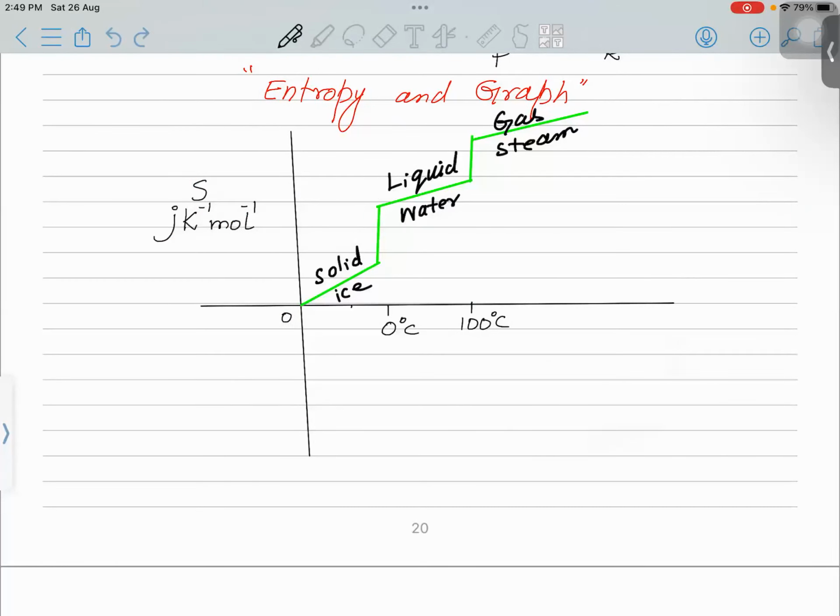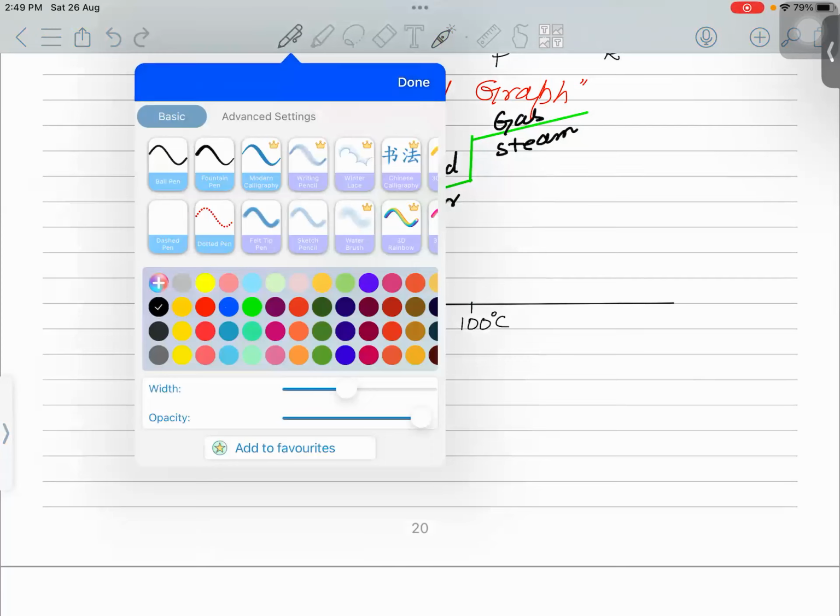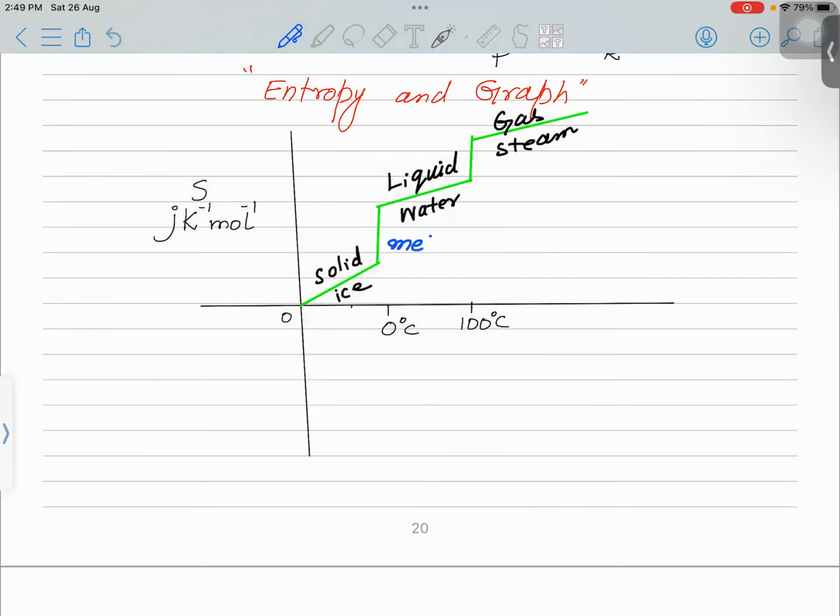Then, sir, why do we have the straight line sections? Straight line indicates that temperature is fixed during this period. This is melting, and during melting temperature remains constant. This is boiling. During boiling temperature remains constant. That's why we have fixed x-axis line, but y-axis increases.